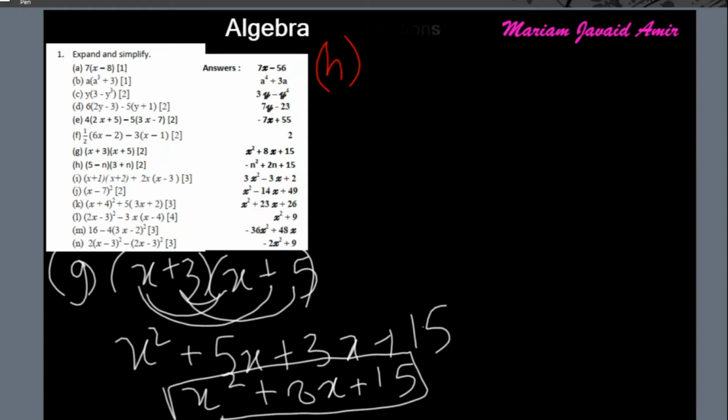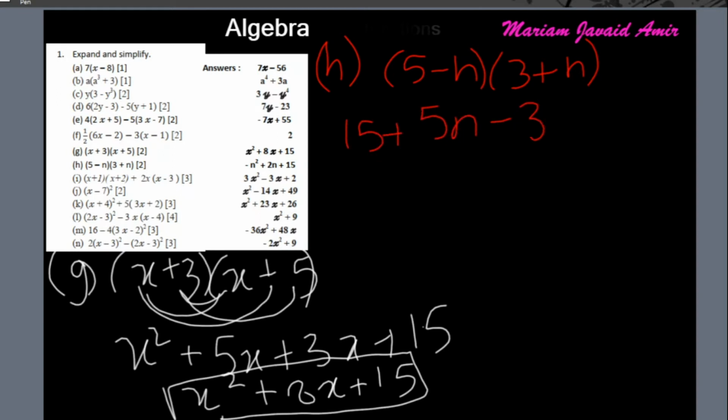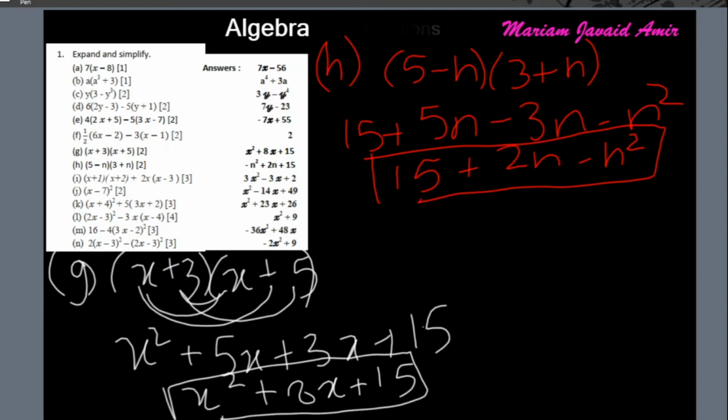Part H is (5 minus n)(3 plus n). Similarly, 5 times 3 is 15, plus 5 times n is 5n, minus 3 times n is minus 3n. Minus n times plus n is minus n squared. So we get 15 plus 2n minus n squared, which is the answer for part H.